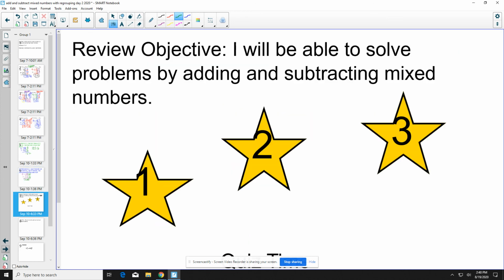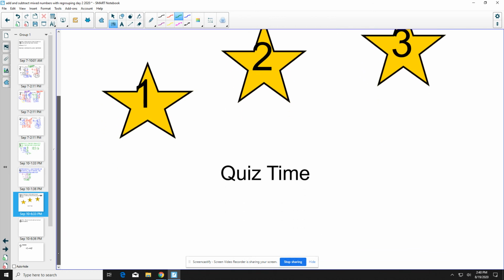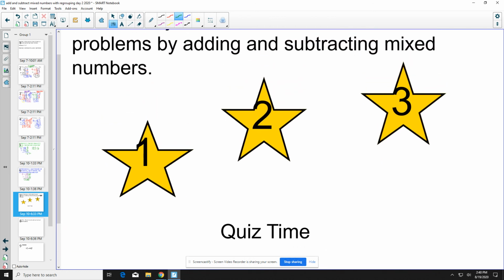All right, so today our objective was to be able to solve problems by adding and subtracting mixed numbers. Think about where you are. A 1 if you're struggling, a 2 if you're sort of getting it, making a few mistakes, or a 3. 3 means you totally get this. If you are a 1 or 2, you may want to go back before you take your quiz today and review. Like go back and rewind and retry problems before you take the quiz. If you're a 3, it is quiz time. So go ahead and take your quiz.